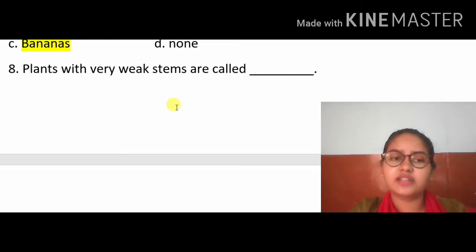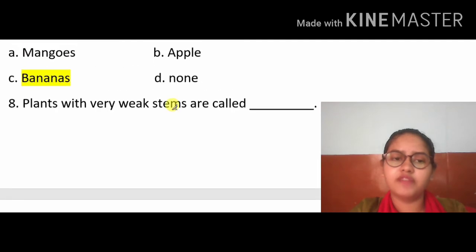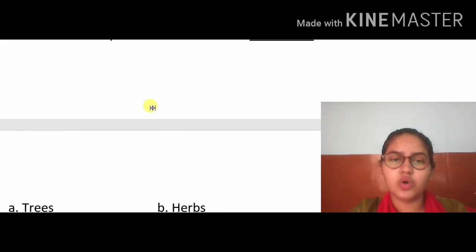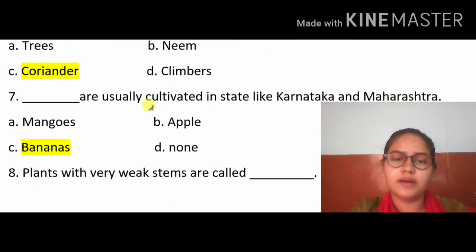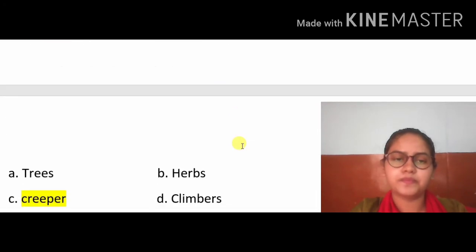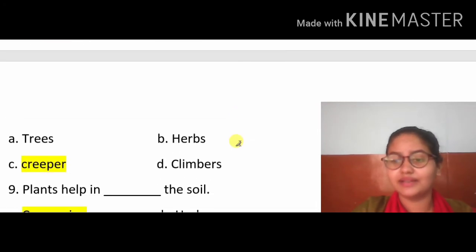Which kind of plants have very weak stems? Creepers have very weak stems. So, we will fill in here that plants with very weak stems are called creepers. Okay. The example is watermelon.